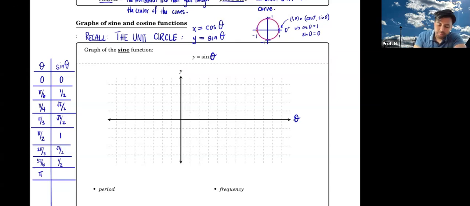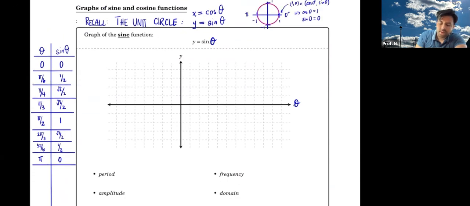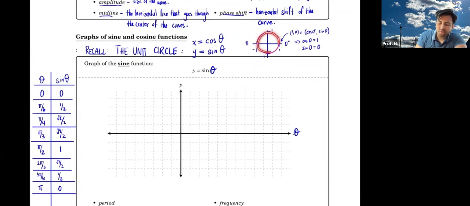So at pi, remember at pi, I'm right here. This is pi right here. So -1, 0, the y value is what I care about for now, because I care about sine. So the y value is just 0 again. So at pi, I get 0. And then I continue on. I'm going to try to complete the entire revolution around, okay?